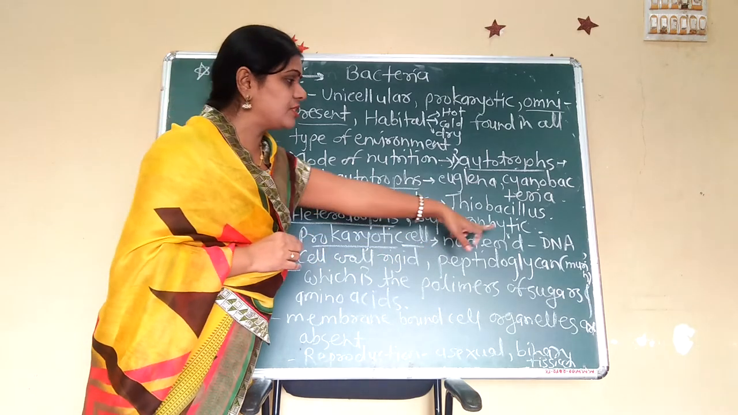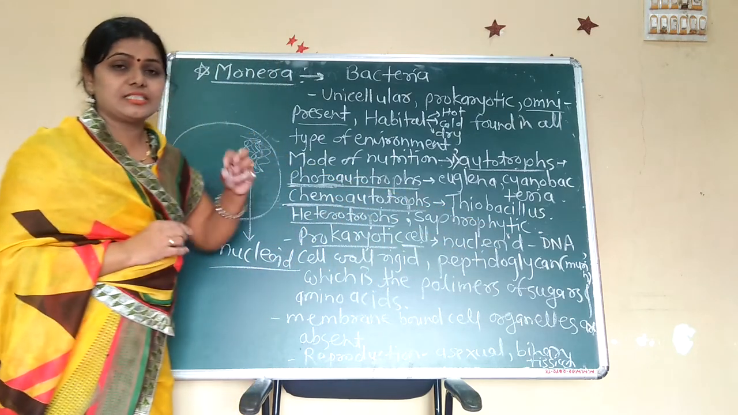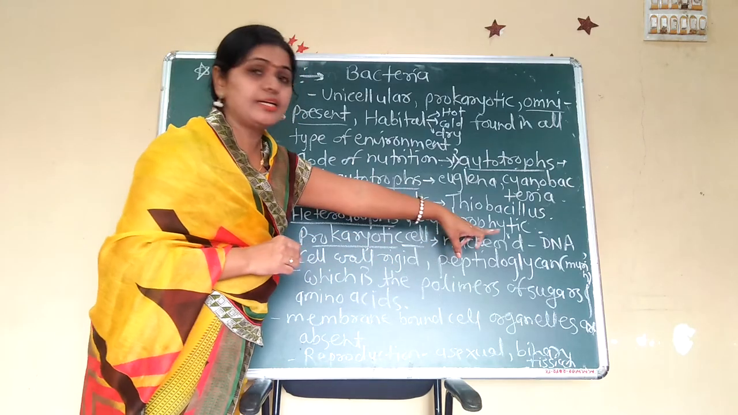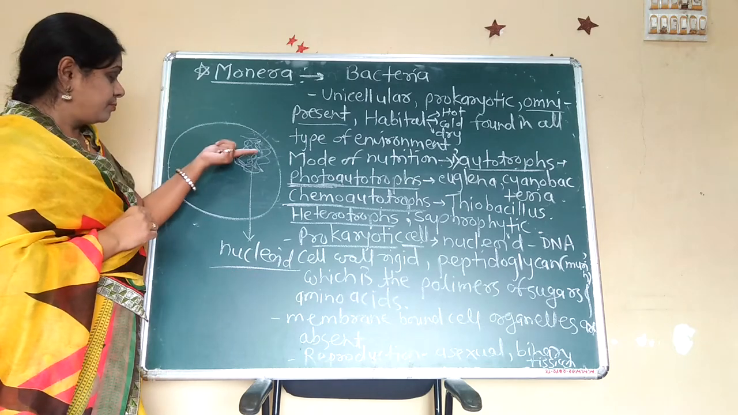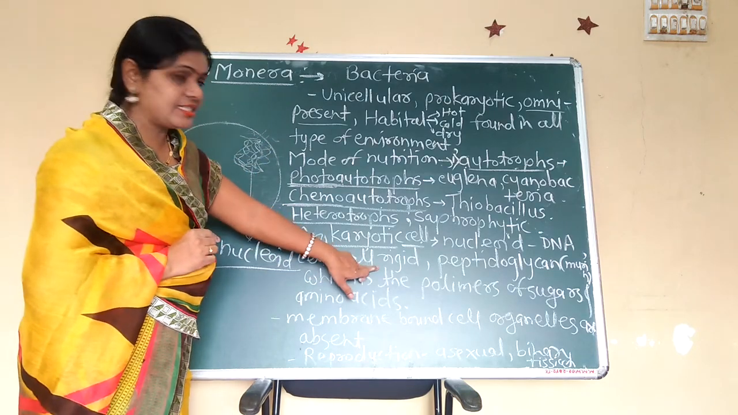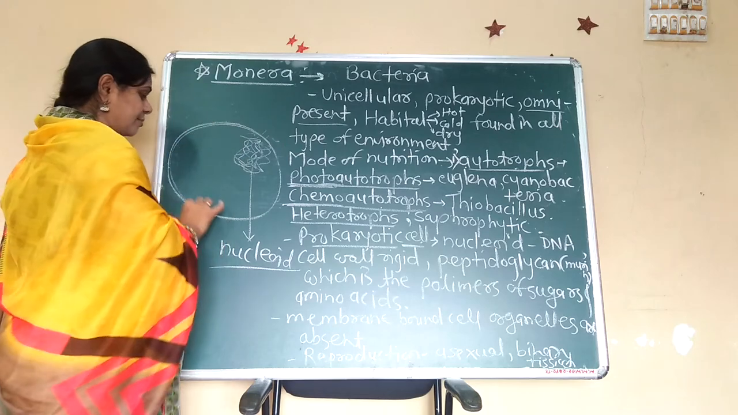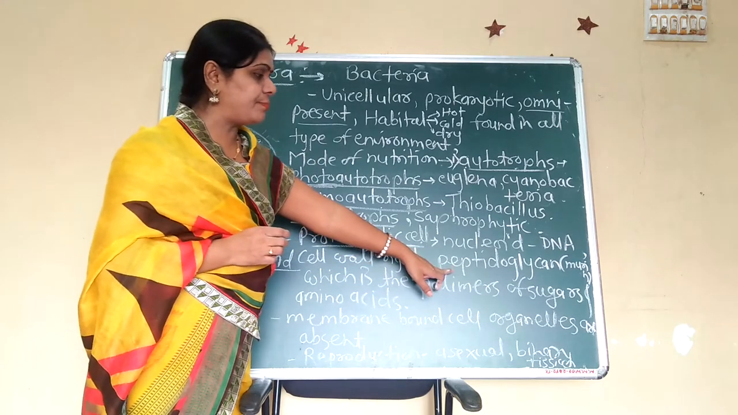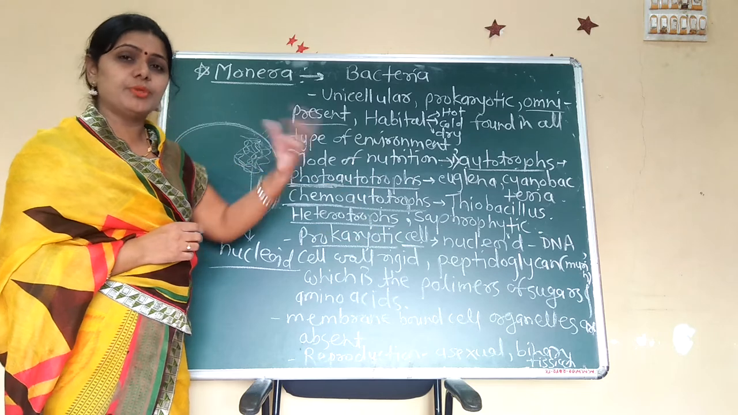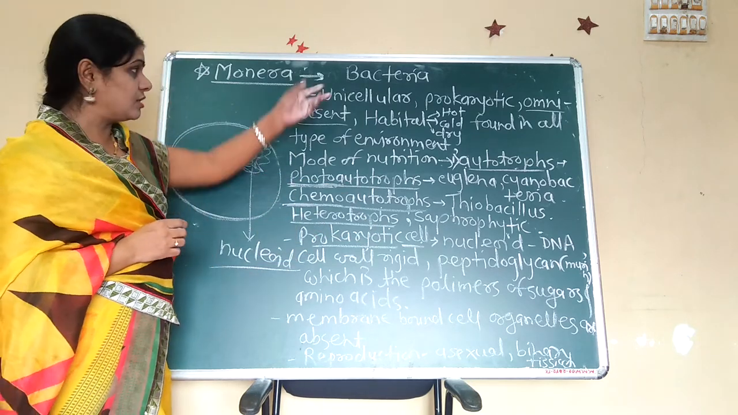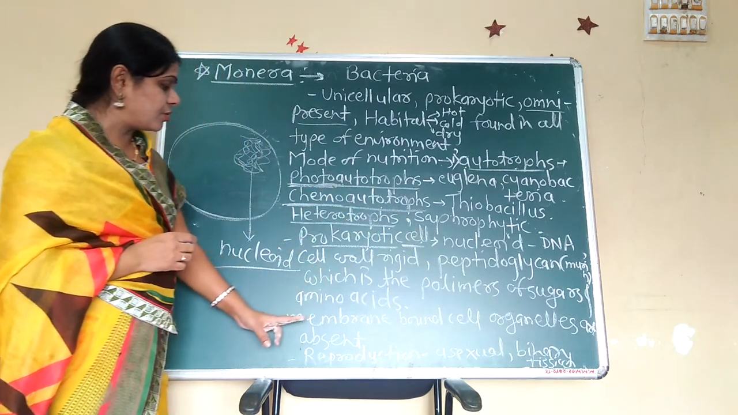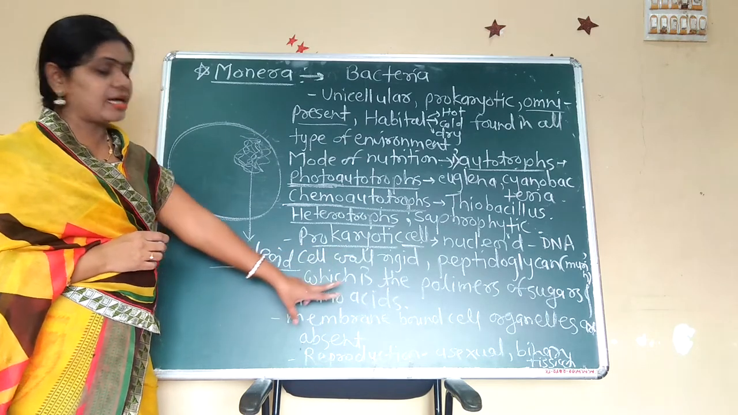In the nucleoid, the DNA is double stranded. In the nucleoid, DNA is present naked, not enclosed in a nucleus. Cell wall is rigid, and it is made up of peptidoglycan, also called murein. The cell wall of the prokaryotic cell, or the kingdom Monera organism, or the bacteria, is made up of peptidoglycan, and this peptidoglycan is a polymer of sugars and amino acids.